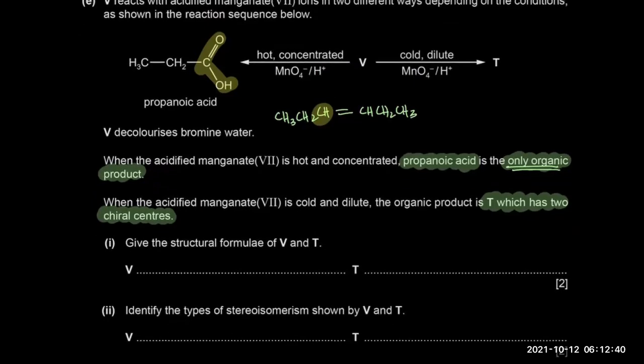So the structural formula of V and T. V we've already written here. V was CH3, CH2, CH, double bond CH, CH2, CH3, a six carbon alkene. And what about T? In T, we just made a diol on both carbons. CH2, CH, OH. I'll use a different color for the OH. And then again CH, OH, and CH2, CH3.